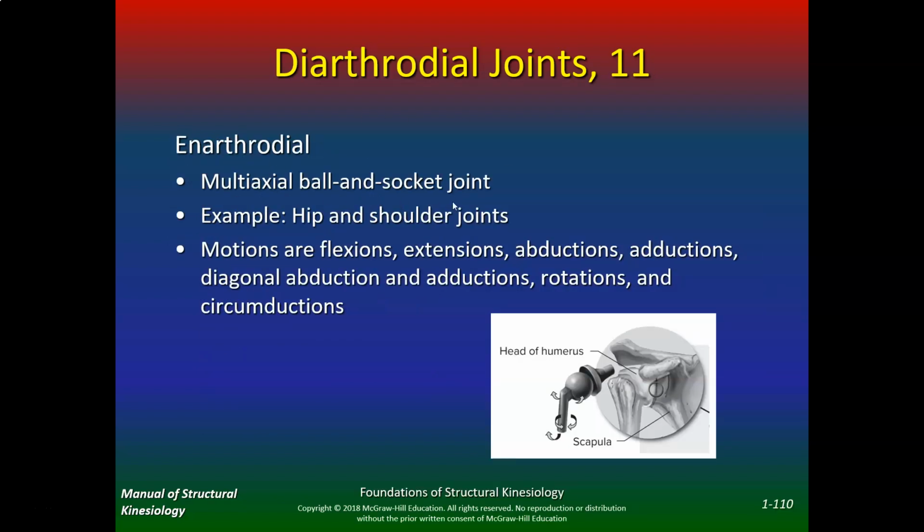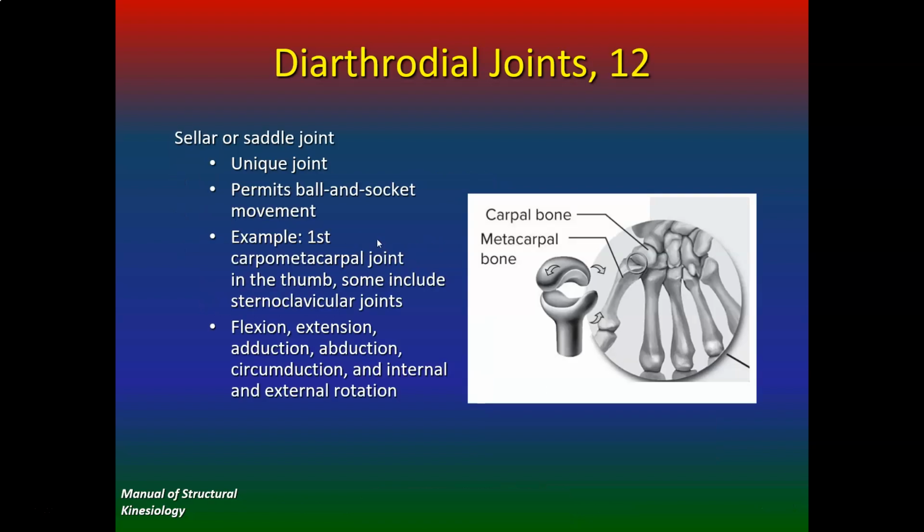Enarthrodial is a multi-axial ball and socket, so these are your hip and shoulder joints. So these are the motions that you can do: flexion, extension, abduction, adduction, diagonal abduction, adduction, rotation, and circumduction. So these are the joints that we want to work on for sure. Okay? They're multi-joints, and in sports, this is what you're going to work with most of the time. Then you have sellar or saddle joints, which is a very unique joint. It permits ball and socket movement, and that's your CMC, which is the thumb. Okay, 40% of your movement comes from your thumb.